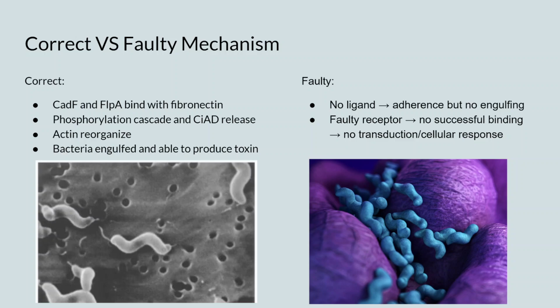However, if the mechanism were to be faulty, it could hypothetically be caused by the absence of ligands on the bacteria or faulty receptors on the host cell. If ligands were absent, there would be no effect on the ability of Campylobacter jejuni to adhere to the host cell itself. However, there would be a decrease in the likelihood of the host cell engulfing the bacteria and allowing toxins to be produced afterwards. If the host cell has faulty fibronectin receptors, there wouldn't be successful binding between signals and the receptors, and no transduction or cellular response would occur as a result of that unsuccessful binding.